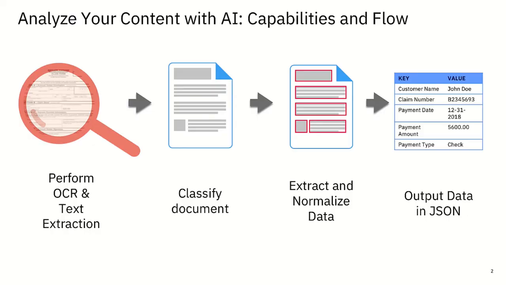Do you need to extract data from text-based documents such as Microsoft Word, image files such as TIFF, PNG, or JPEG, or even mixed media such as PDF? If it is text, IBM Content Analyzer will extract it.